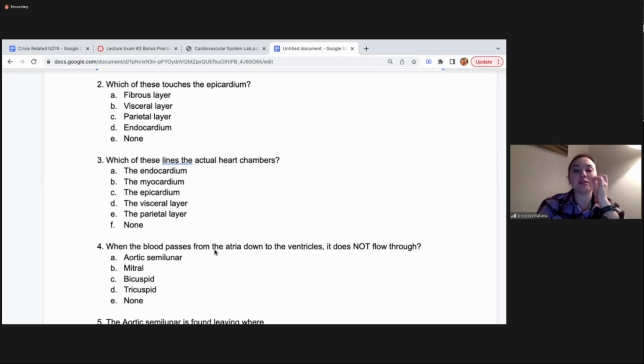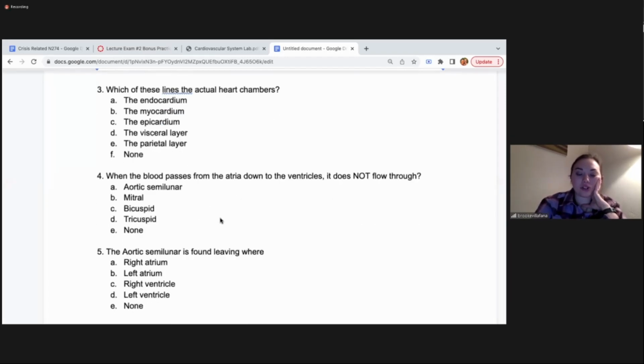flow through which of these valves? Good. So the aortic semilunar, right? So remember that the mitral is also called the bicuspid. This is on the left side, and it's an AV valve, which means it's atrioventricular, passing from the atria to the ventricles. And then there's the tricuspid, which is the right AV valve. And then the aortic semilunar is not one that flows from the atria to the ventricles.